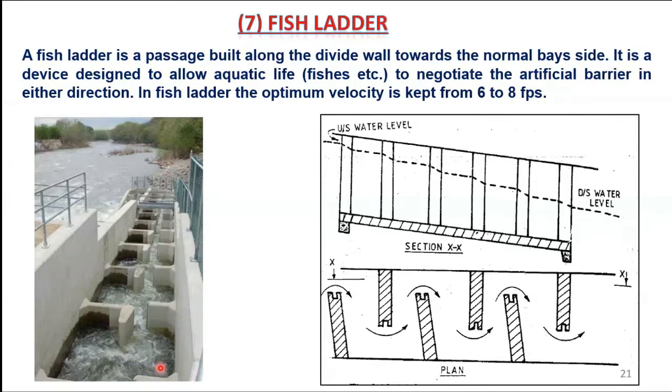So anyway, this passage is provided so that aquatic life can negotiate from downstream to upstream and vice versa. And this is necessary for the growth of the aquatic life. That's why we provide this fish ladder.